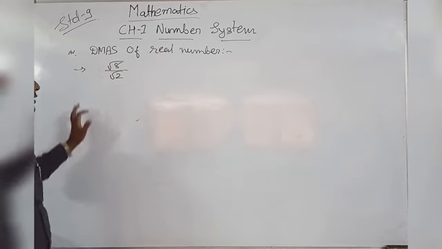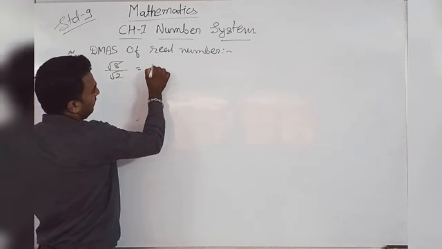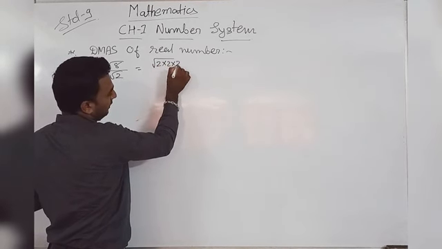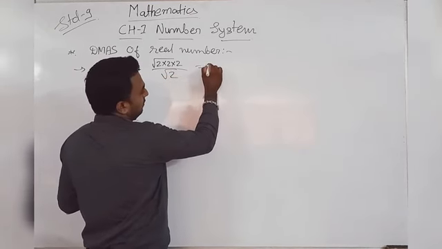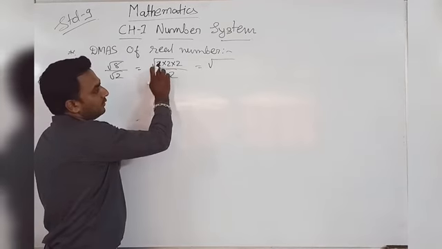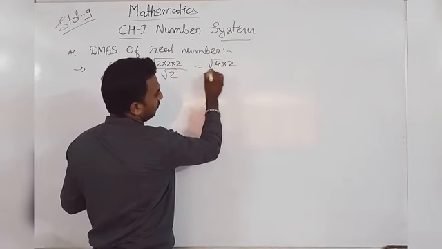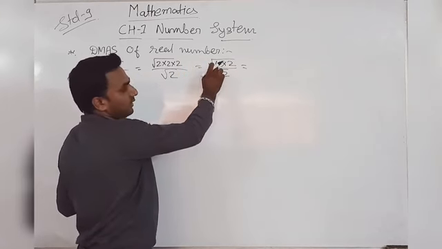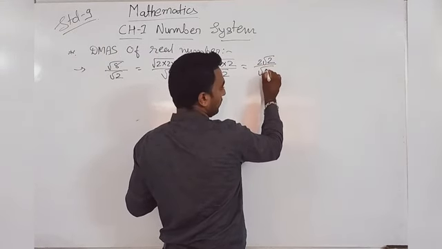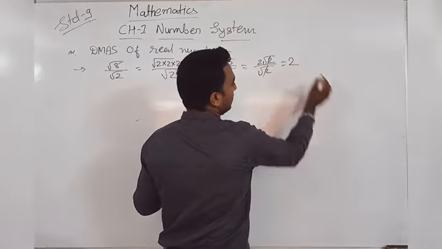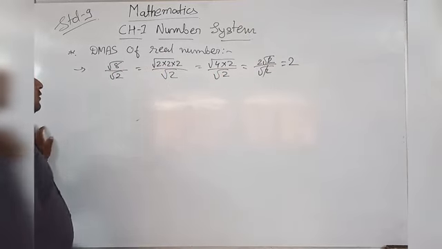Suppose root 8 is given and root 2 is given. Then how can we divide these two numbers? We know that root 8 is root of 2 times 2 times 2, over root 2. Now we can write it as root of 2 to the 4 multiplied by 2, upon root 2. Again we know that the square root of 4 is 2. So it is 2 root 2 divided by root 2. Here root 2 cancels, so the answer will be 2. So this is the division of real numbers.